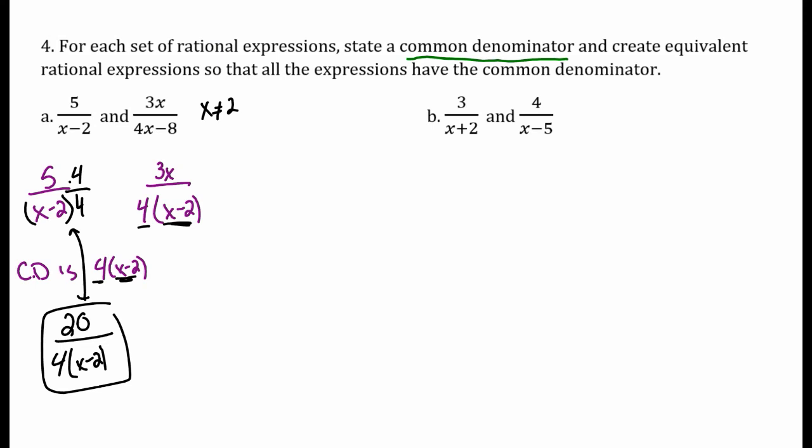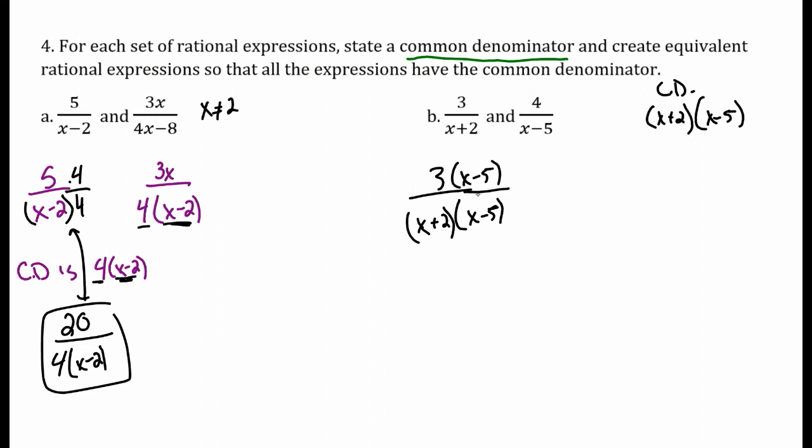B, 3 over x plus 2 and 4 over x minus 5. Now, people find it really tempting to somehow make the 5 a 2, maybe by adding 7. No, no, no. The way that we're going to do this is we're going to say everybody needs an x plus 2, and everyone also needs an x minus 5. That's my common denominator. So this first expression already has the x plus 2. I want to stick in an x minus 5 and make sure both of those are in parentheses. So if I stick an x minus 5 in the denominator, I also need one of those x minus 5s up top because those divide to 1, and I didn't really change the expression.